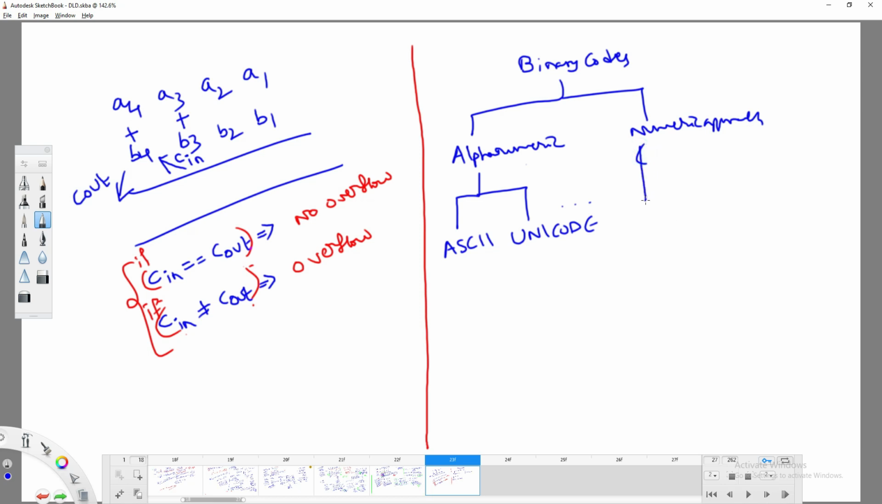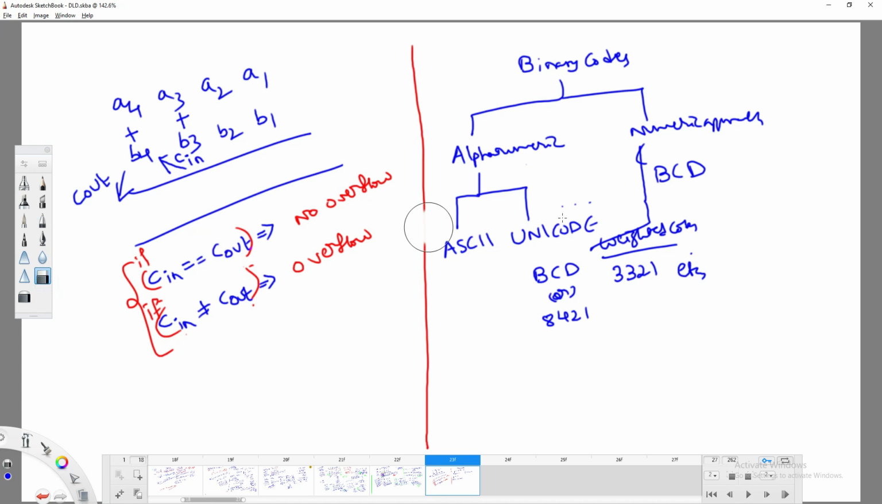Whereas numerical binary codes are stored in one kind of approach that comes under the BCD approach, binary coded decimal, also called the 8421 approach. Or some kind of 3321 approach, 2421 approach, or others. We have various kinds of approaches. These I can call weighted codes. Let me tell why I am calling them weighted codes.